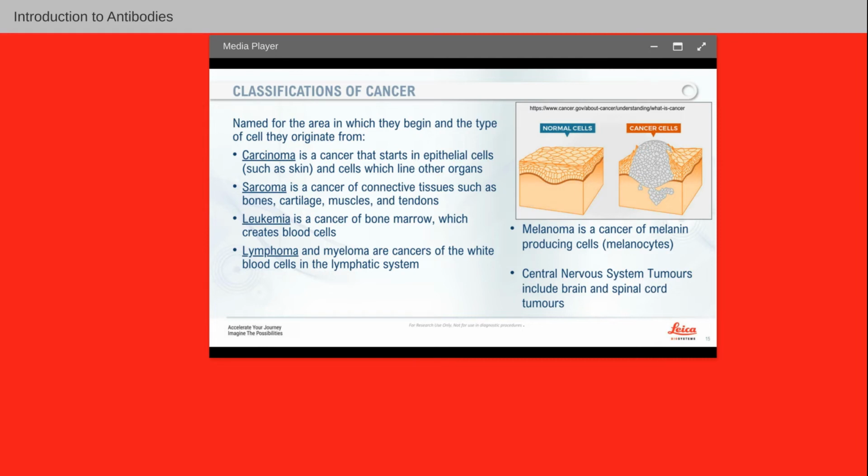Malignant melanoma develops from specialised skin cells called melanocytes. Now, these specialised skin cells produce melanin pigment, which is a brown insoluble deposit, and it's responsible for the different shades of skin that we see. We'll discuss malignant melanoma in a bit more detail in a few slides' time. And finally, the last one is central nervous system tumours. So these arise from nerves, from the spinal cord, and from the brain.